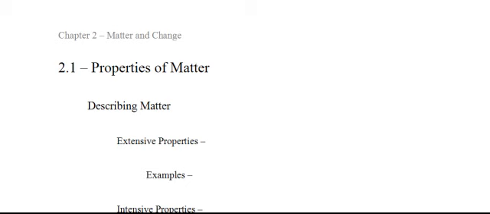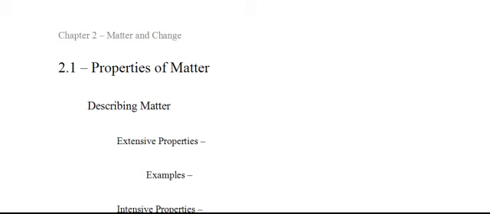We're going to talk about the differences between the various types of properties. We'll be talking about the differences between elements and compounds and mixtures and substances. And then we're also going to show you how to separate these things, either by using physical means or chemical means. So let's go ahead and jump in.